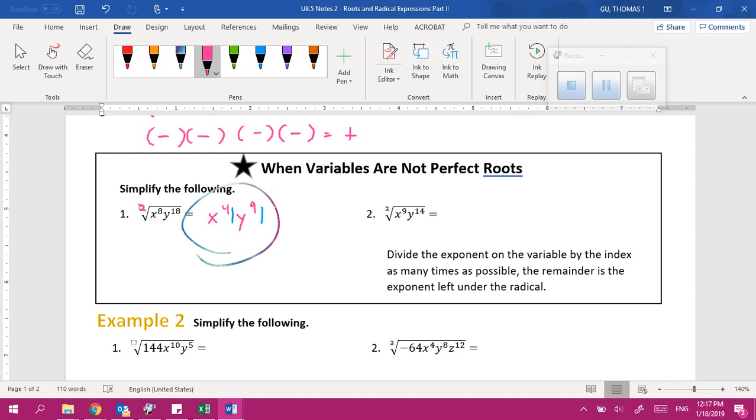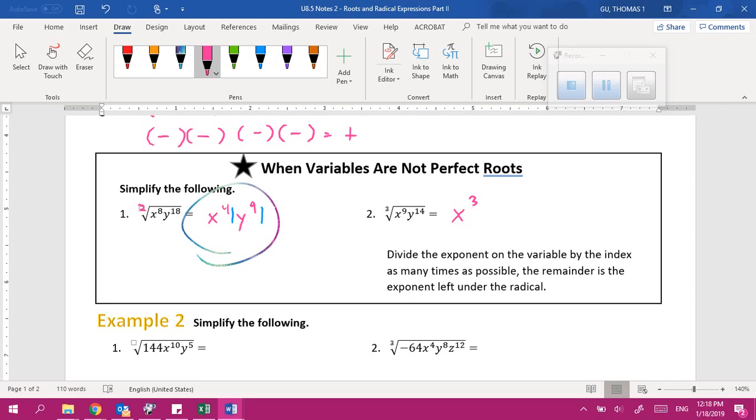But then look at number 2. How would we do this one? Cube root of x to the 9th, y to the 14th. What would happen with the x? x cubed, right? But then look at the y. The exponent is 14. Does 3 go into 14 evenly? No. So what do we do in this situation? Well, that's what we're about to find out.